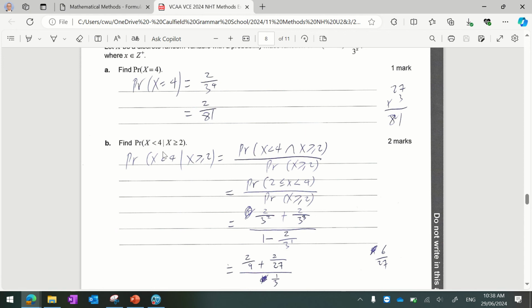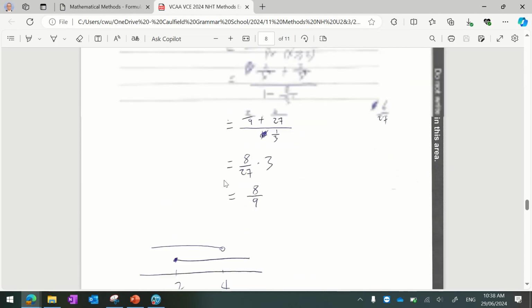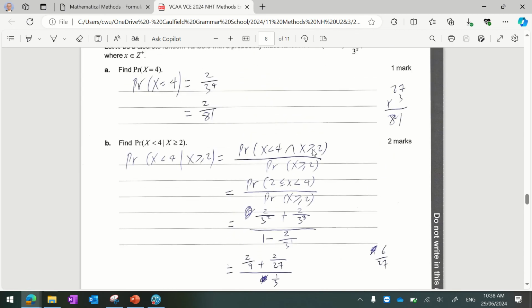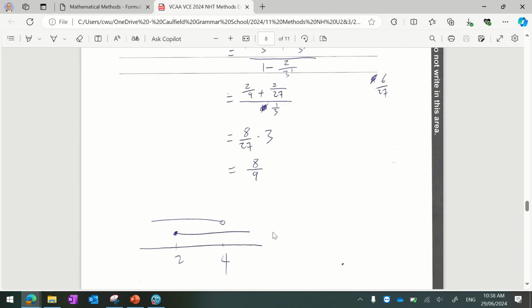But the intersection between x less than 4 and x bigger than or equal to 2 is just this. If you need, you can draw a number line. So x less than 4 is this one here, open circle to the left. And then x bigger than or equal to 2 is this one, closed circle to the right.